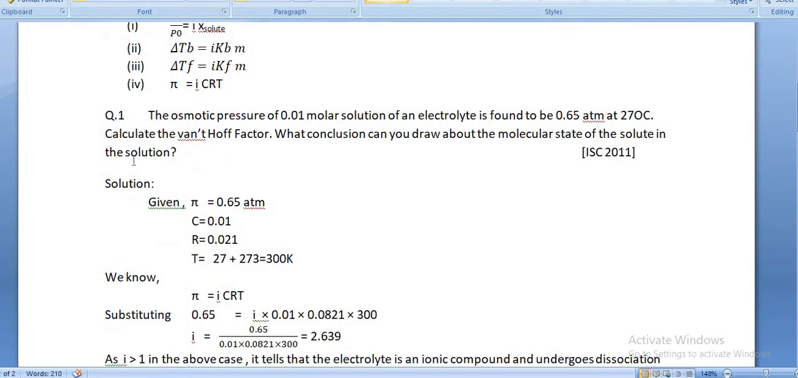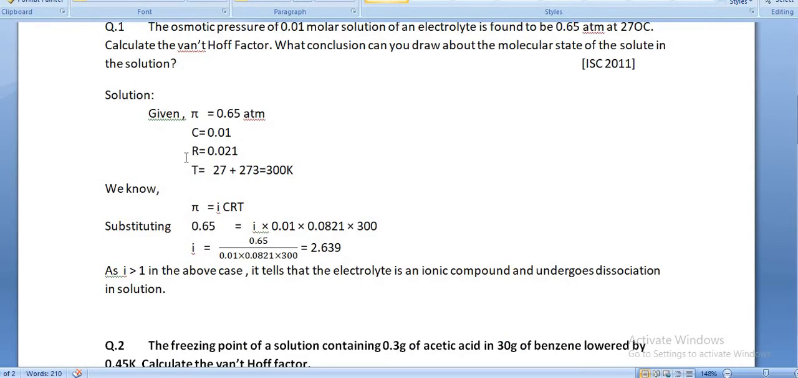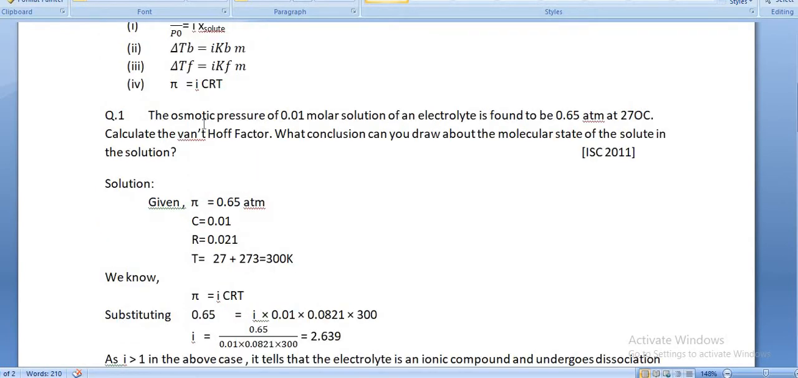First numerical, question number 1. The osmotic pressure of 0.01 molar solution of an electrolyte is found to be 0.65 atmosphere at 27 degrees Celsius. Calculate the Van't Hoff factor. What conclusion can you draw about the molecular state of the solute in the solution? So first you will write down the given.